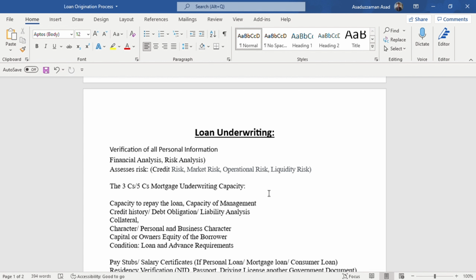Debt obligation, I mean total debt according to the equities or the capital of the borrower. Liability analysis and asset analysis of the borrower.